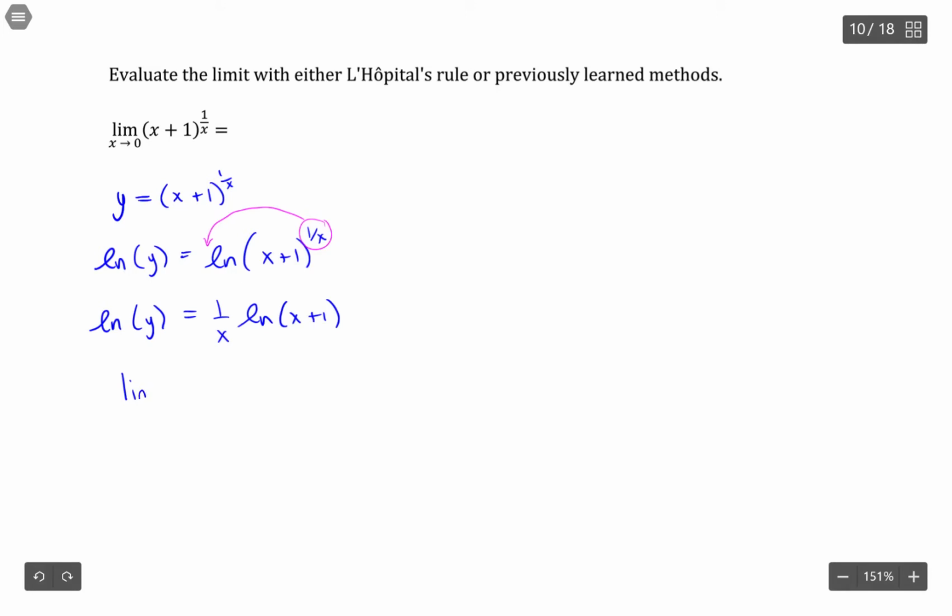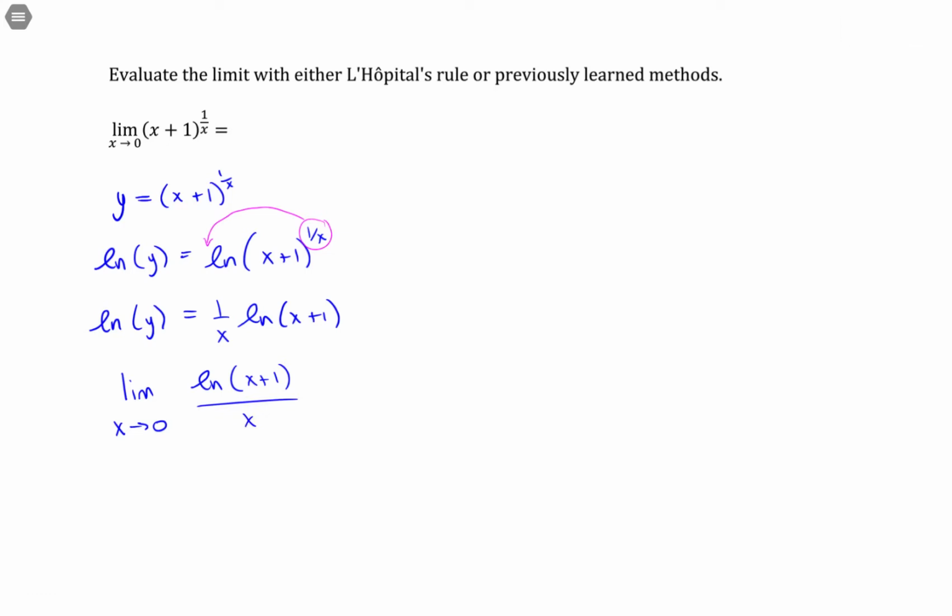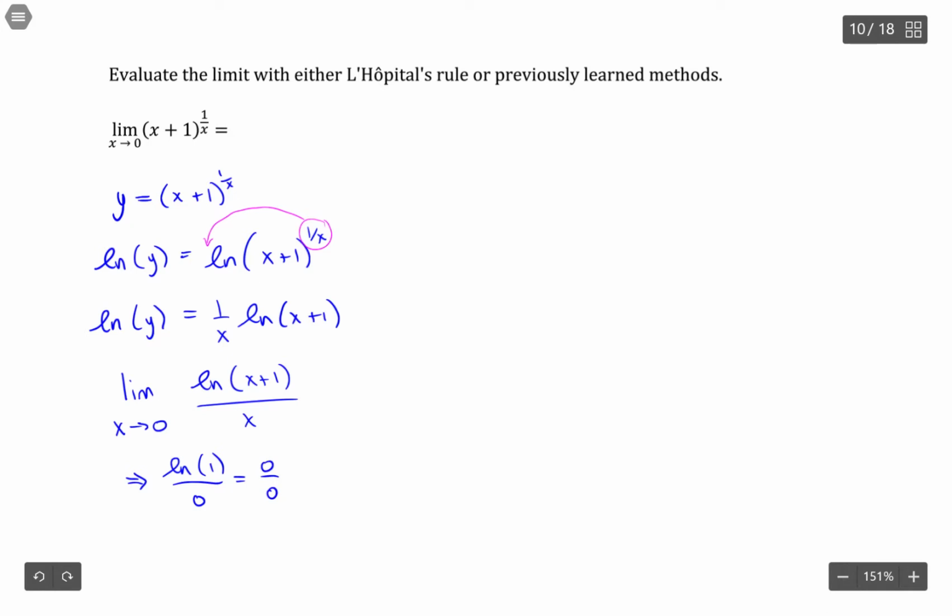So let's evaluate the limit as x goes to 0 of this expression here. So the natural log of x plus 1 all over x. Now, the first thing that I'll note is that if I were to plug in x equals 0, then I would have the natural log of 0 plus 1, which is 1, over 0. And the natural log of 1 is equal to 0. So this results in 0 over 0, or something that we could use L'Hopital's rule with.